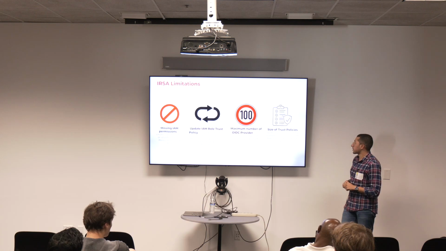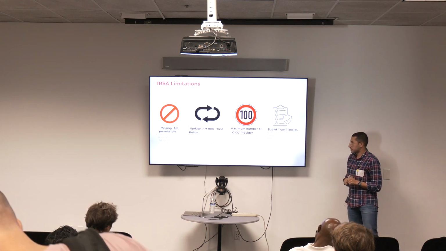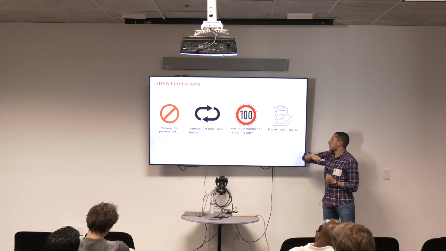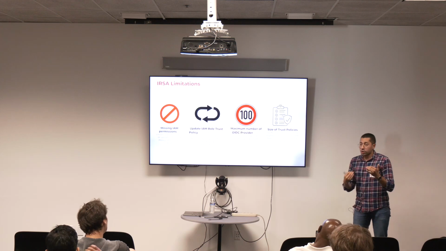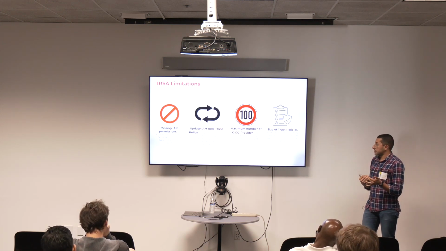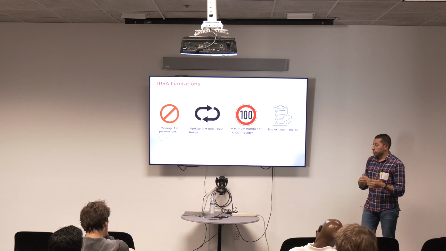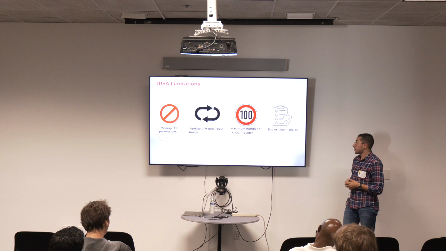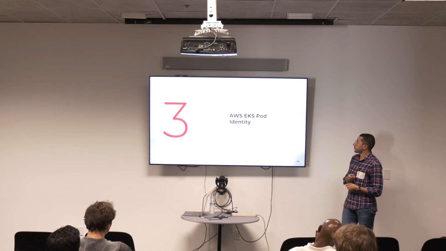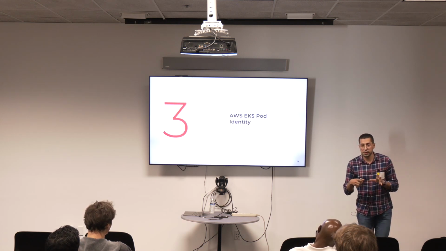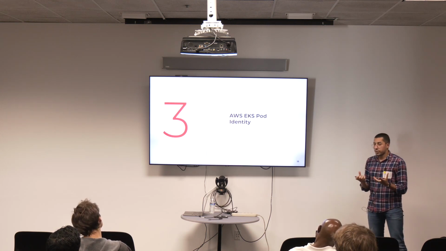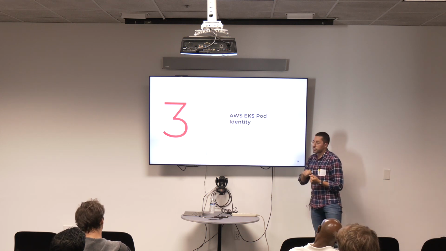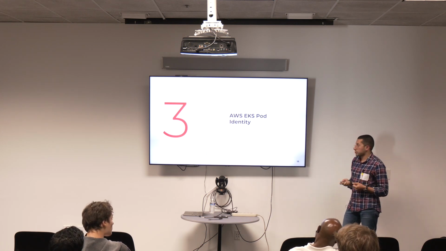And finally, another limitation is about the size of the trust policies. It is limited to 4,096 characters. So if you have a lot of service accounts, a lot of namespaces, and a lot of pods that want to use the same role, it will be a limitation for that. And so by hearing all this feedback from customers, AWS worked on a new feature called EKS Pod Identity to solve these limitations.